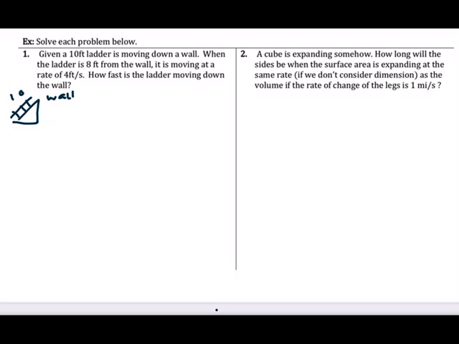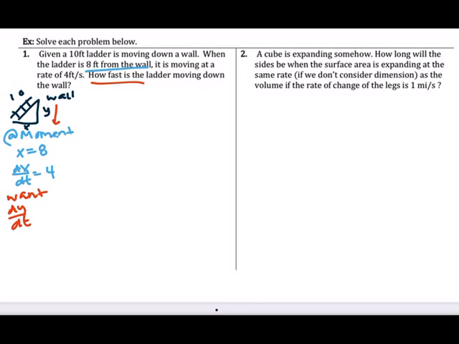When the ladder is 8 feet from the wall, so now we're talking about at a specific moment, the ladder is 8 feet from the wall. So I need some variables here. I'm going to call the wall height y and the length between the bottom of the ladder and the wall, I'm going to call that x. So when the ladder is 8 feet from the wall, that's talking about x. It is moving at a rate, so the rate with respect to x, of 4 feet per second. And the question is asking us how fast, so what we want, is the ladder moving down the wall. And down the wall is with respect to y, so we want dy dt.